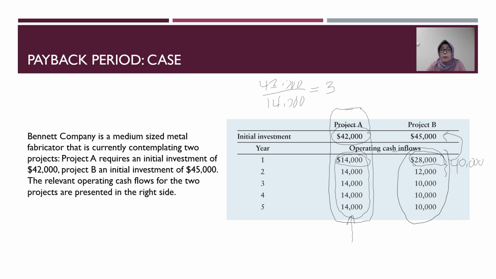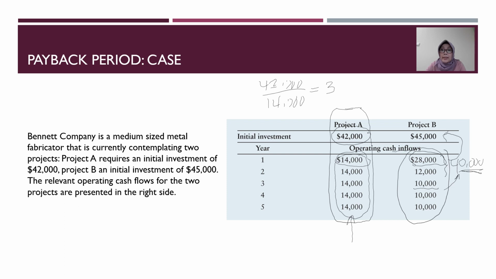Yes, we have 40,000 here. So for the second year, Project B can only recover 40,000 of the $45,000 initial investment that they have. Okay, so this cash inflow is not enough yet. So we have to move to the next year, which is the third year. In the third year, Project B can generate $10,000. So we can add $10,000 to the 40,000 here.